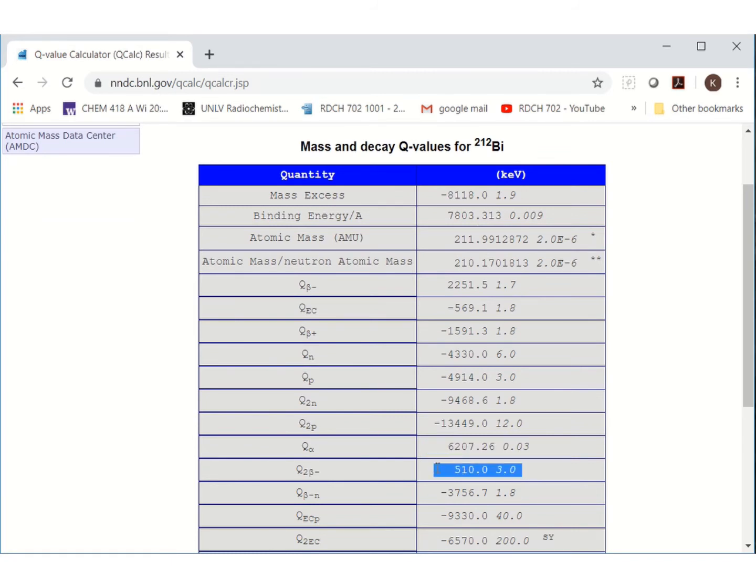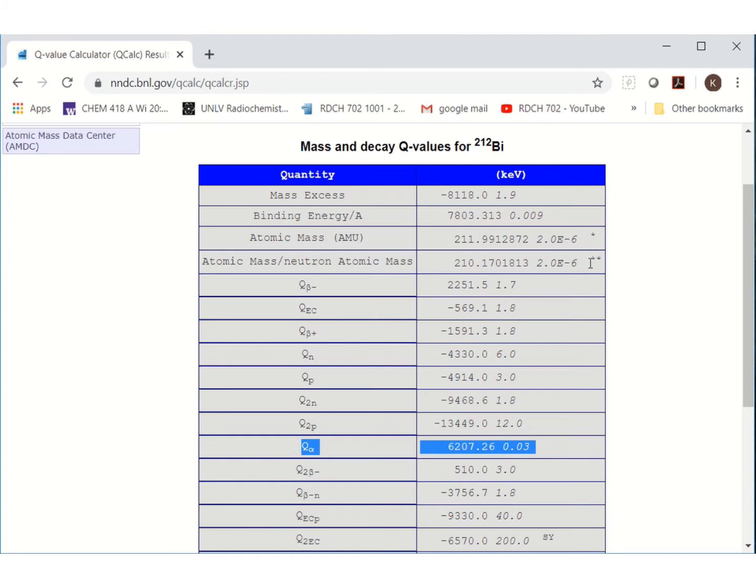There's also this double beta decay. It's also positive. Fundamentally, these reactions, anything that's positive, can occur. And what we find with bismuth-212 is actually that it's a branching ratio, so that a certain percentage of the time it decays by beta decay, and a certain percentage of the time it decays by alpha.